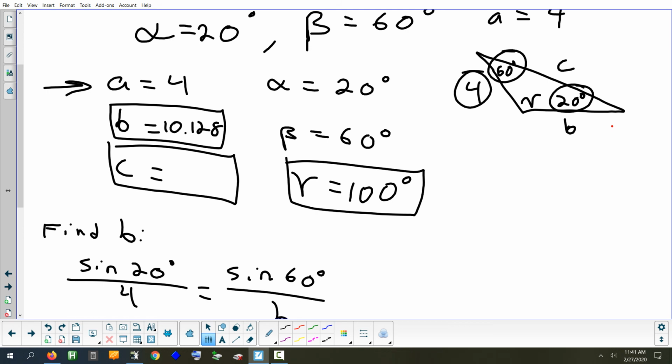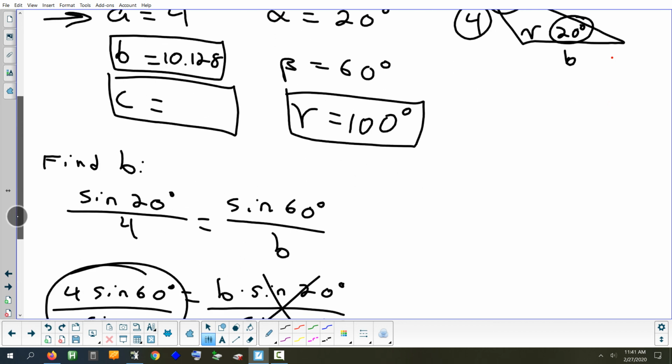Okay, now we have 2 out of 3 of the sides. Could I use Pythagorean Theorem to get C? No. Why? It's not a right triangle. If you use Pythagorean Theorem, you're assuming that's a 90, but it's not. So it won't come out right.